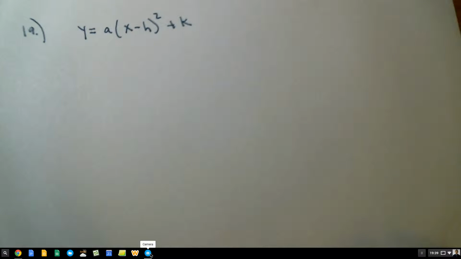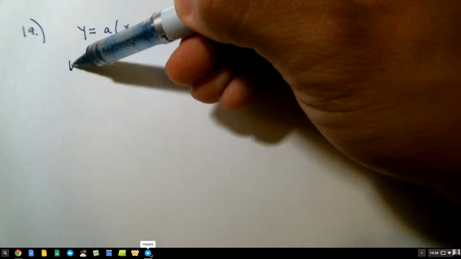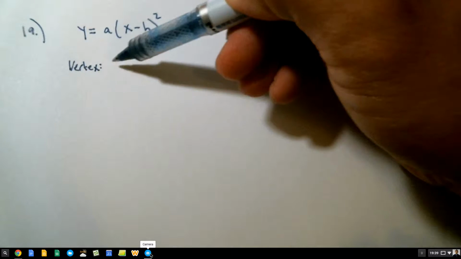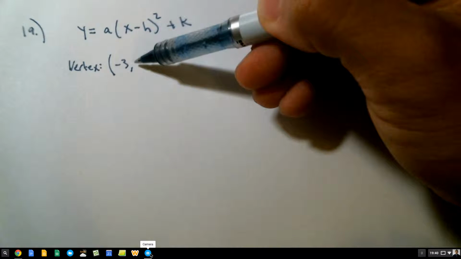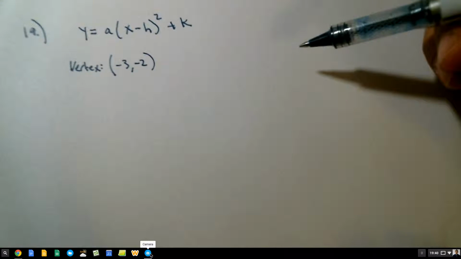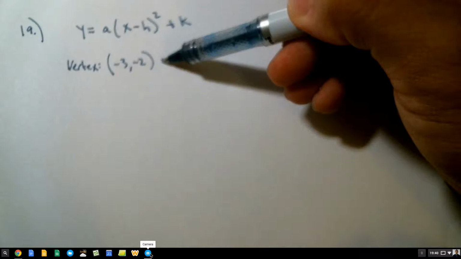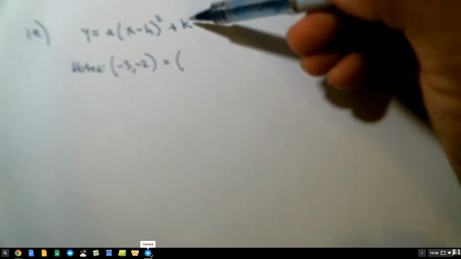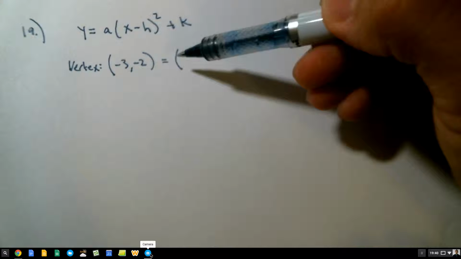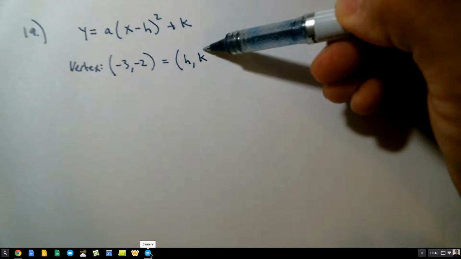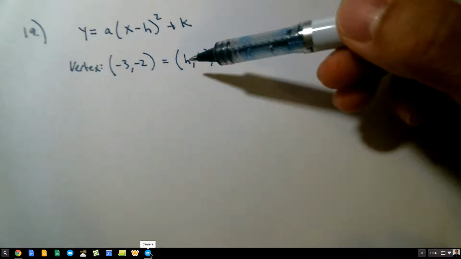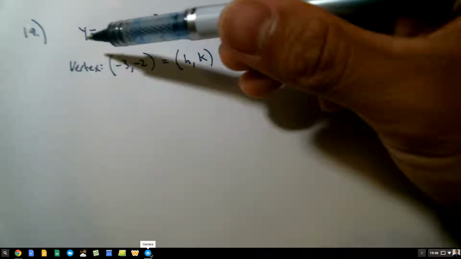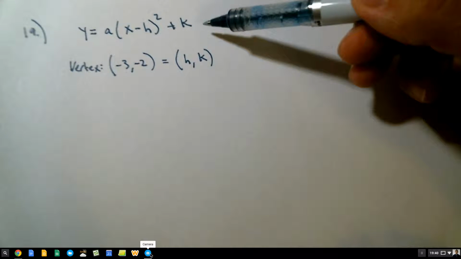So notice that in number 19, our vertex is -3, -2. And what is our -3, -2 value in terms of our vertex form? It will just be our h and k values. So we could plug h and k into the original equation. Okay, so let's do that.